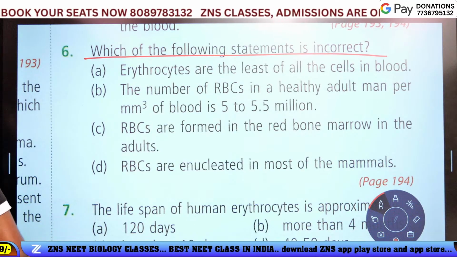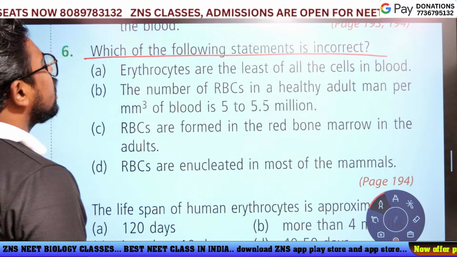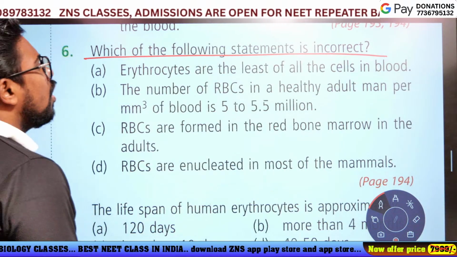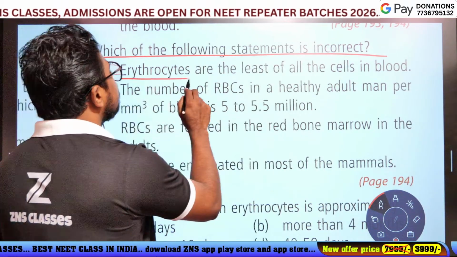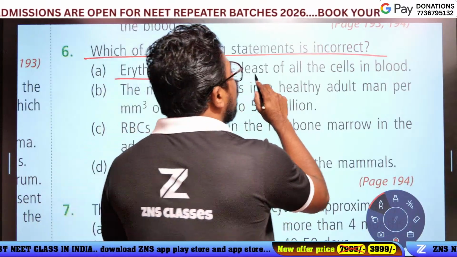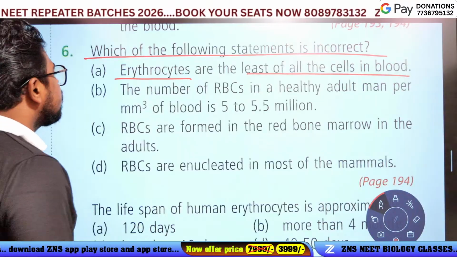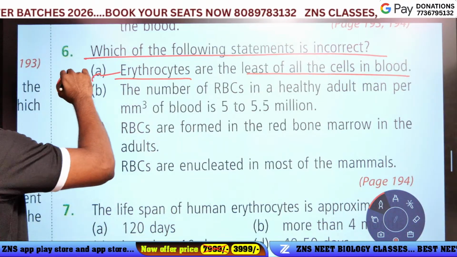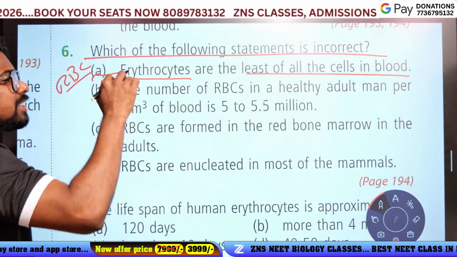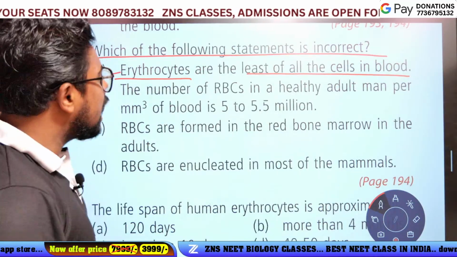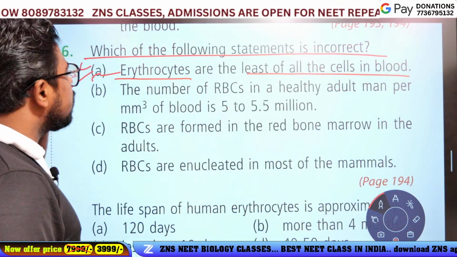The erythrocytes are the least abundant cell in blood. Erythrocyte? No. Erythrocyte means RBC. RBC is the most abundant blood cell in blood. The statement is incorrect.